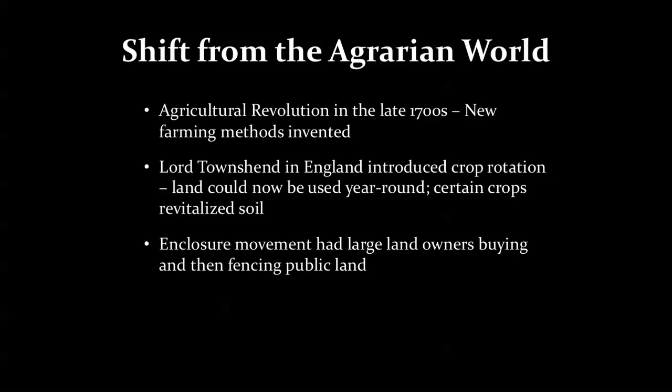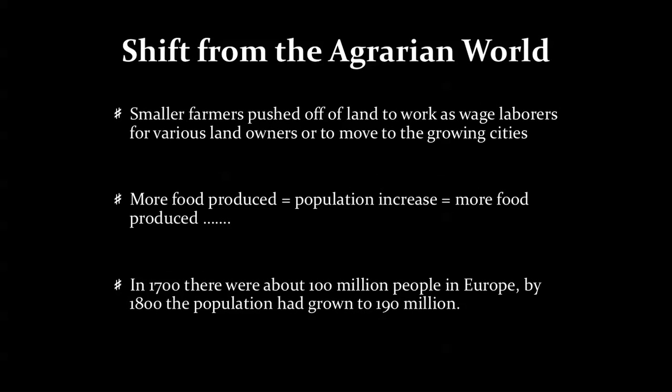You also had in Britain, certainly, landowners buying and then fencing public land and then managing the work on it, which meant that they were interested in doing it in the most cost-efficient way. So this small series of shifts in the way agriculture was carried out meant that smaller farmers were pushed off the land to work as labourers for landowners. And one of the results of it was that more food was produced, which enabled a supply of food to people moving to the city. So you had a system which enabled the production of good quality food, better quality food, more food.